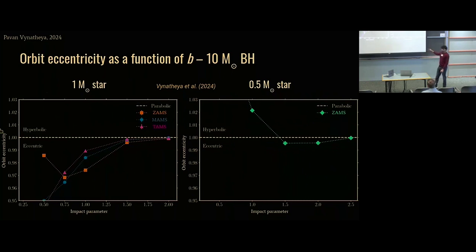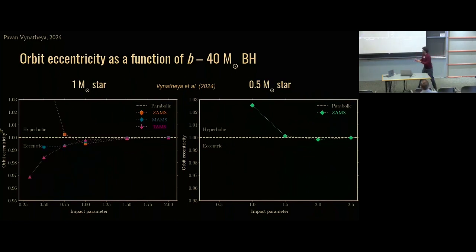In the case of a 0.5 solar mass star, the mass asymmetry is much higher because it's a lower mass star. And you see that this happens enough that this remnant is kicked out of the system completely, so it becomes unbound. And this situation is more drastic when you have a 40 solar mass black hole. While in the previous case, you saw that the 1 solar mass stars were all bound, in this case, 1 solar mass stars can also be unbound. For example, in the ZAMS model here, zero age main sequence.